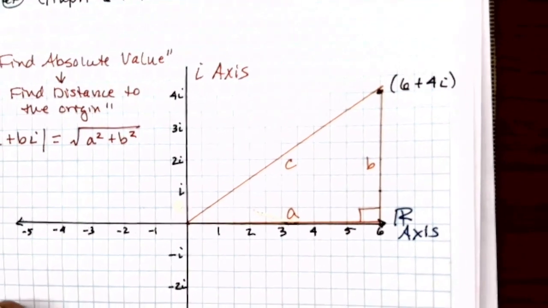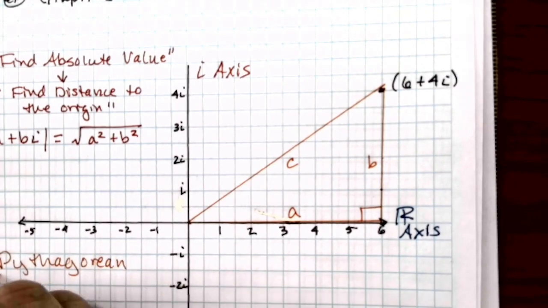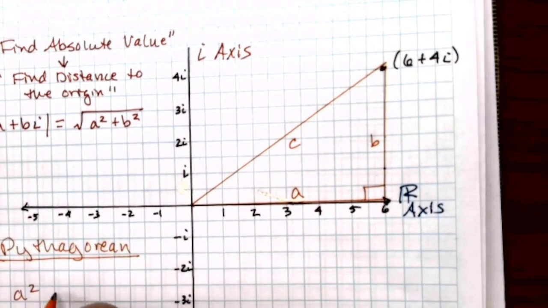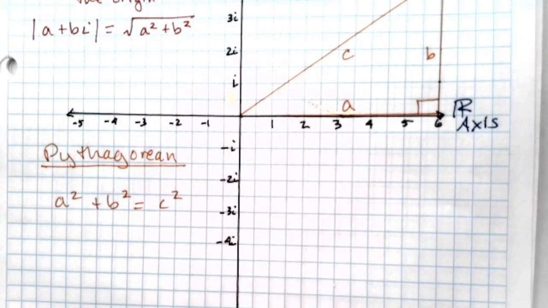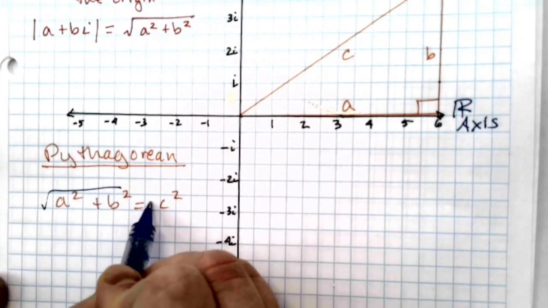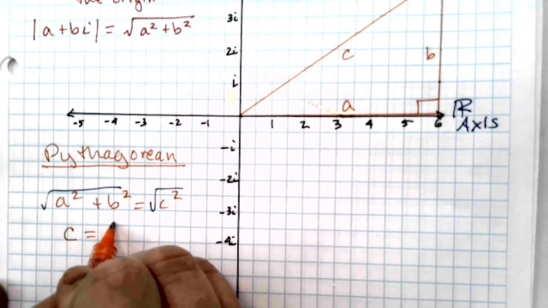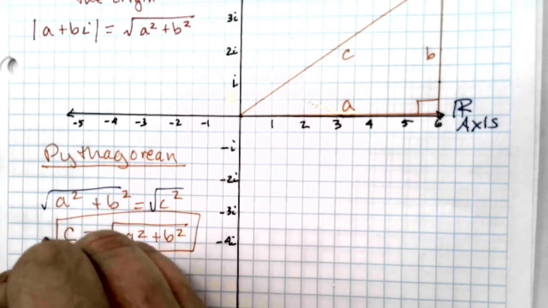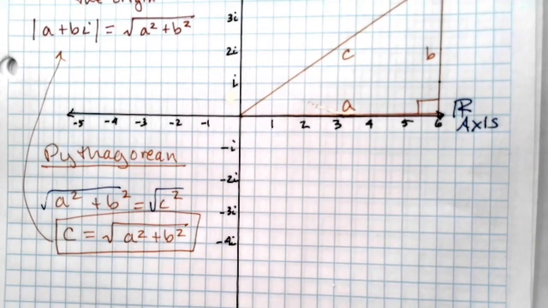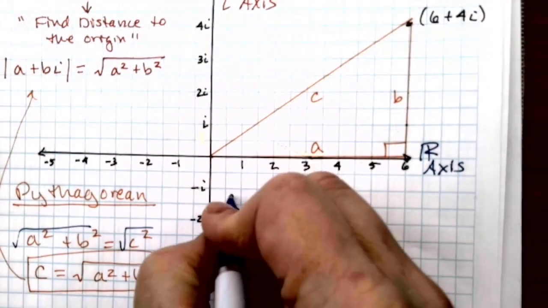And using Pythagorean theorem, A squared plus B squared equals C squared. So to find C, which is the distance to the origin, you take Pythagorean theorem, square root both sides, 2 c's, 1 comes out, and I'm left with the square root of a squared plus b squared. And that is where this formula comes from. It's just Pythagorean theorem.